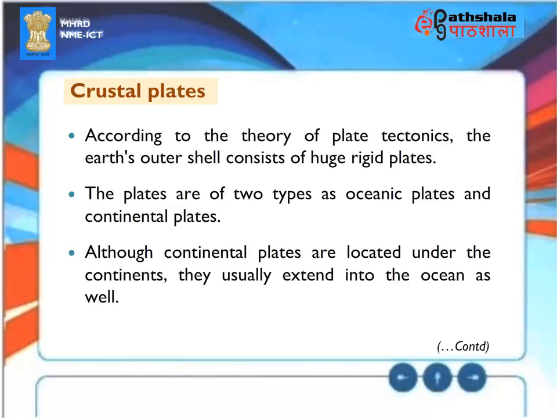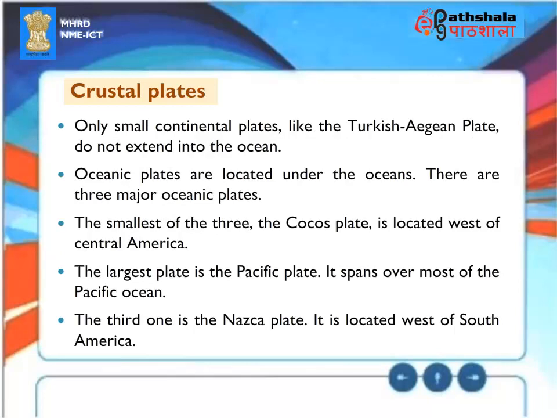Crustal plate. According to the theory of plate tectonics, the Earth's outer shell consists of huge, rigid plates. The plates are of 2 types, oceanic plates and continental plates. Although continental plates are located under the continents, they usually extend into the ocean as well. Only small continental plates, like the Turkish Aegean plate, do not extend into the ocean. Oceanic plates are located under the oceans.